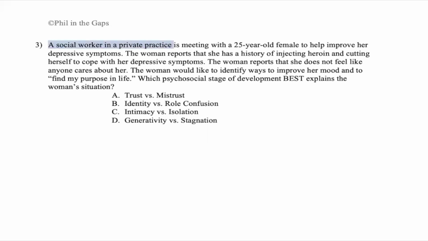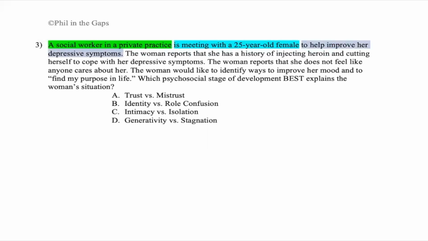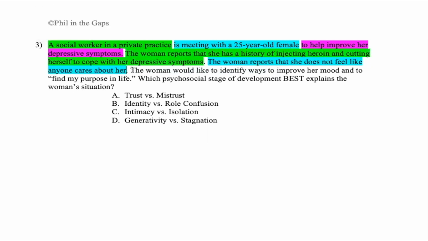We're a social worker in a private practice. That's who we are and where we are at, meeting with a 25-year-old female. That is our client to help improve her depressive symptoms. That's what brought her in. The woman reports that she has a history of injecting heroin and cutting herself to cope with her depressive symptoms. The woman reports that she does not feel like anyone cares about her. The woman would like to identify ways to improve her mood and define my purpose in life. Which psychosocial stage of development best explains the woman's situation?